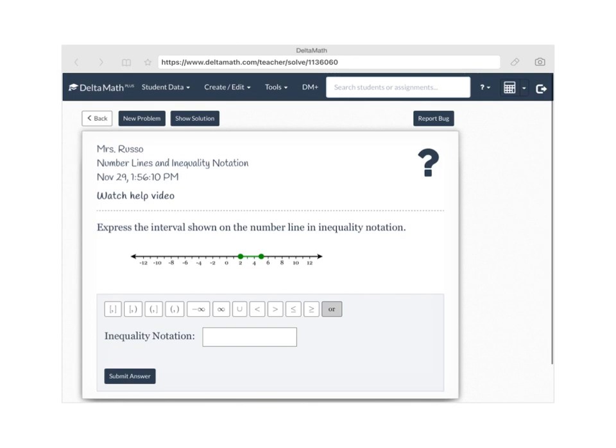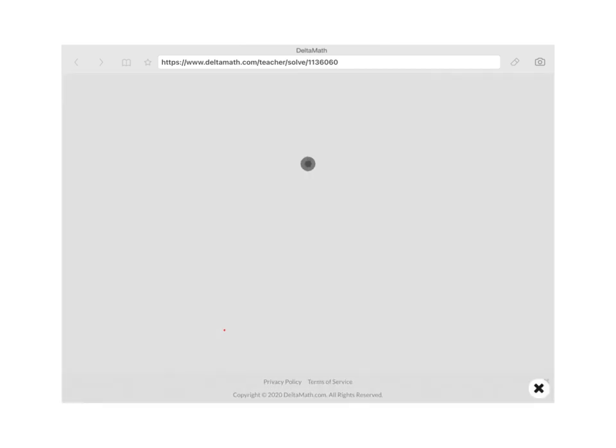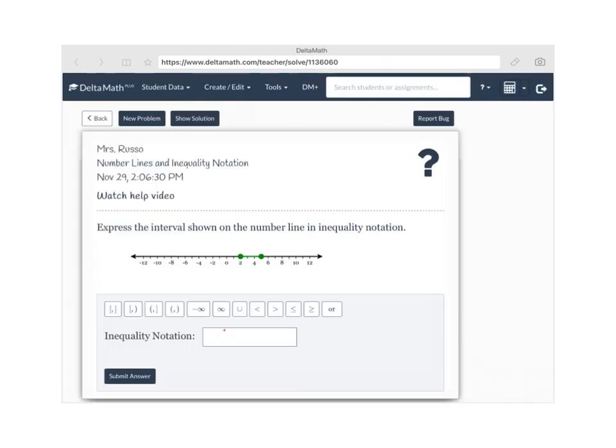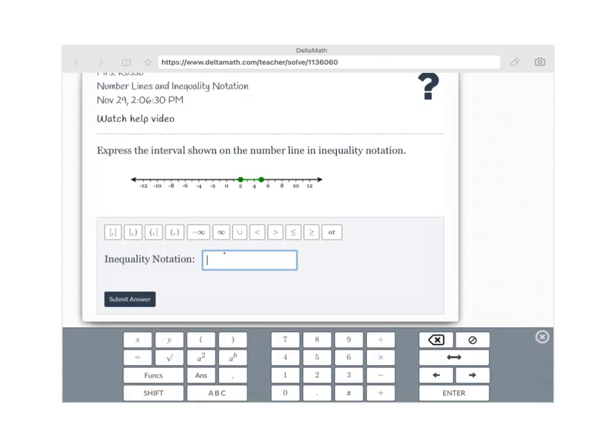So now we have this inequality with closed circles. Let me see if I can touch here and make this work. So I would say, okay, starting with the 2. 2 is less than or equal to, and again I would touch that symbol. X, which is less than or equal to, both things going in the same direction, and I've got the 5 there. Okay, so that's an AND statement.